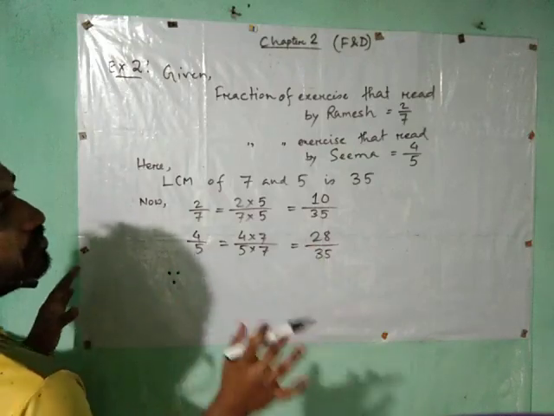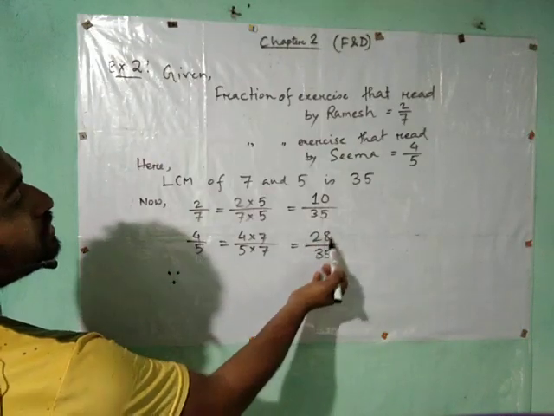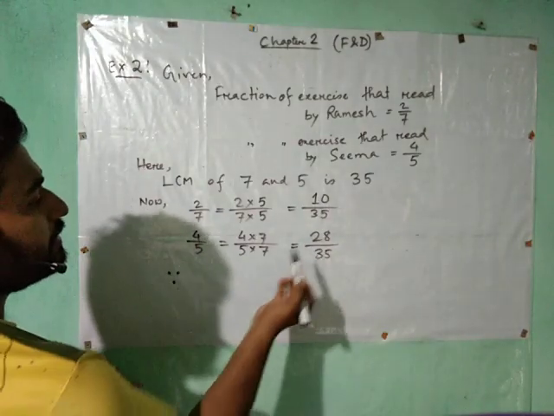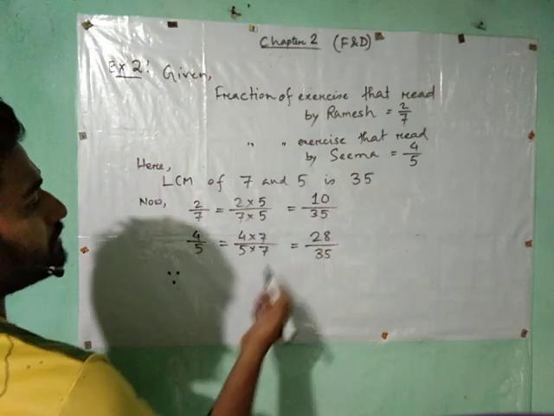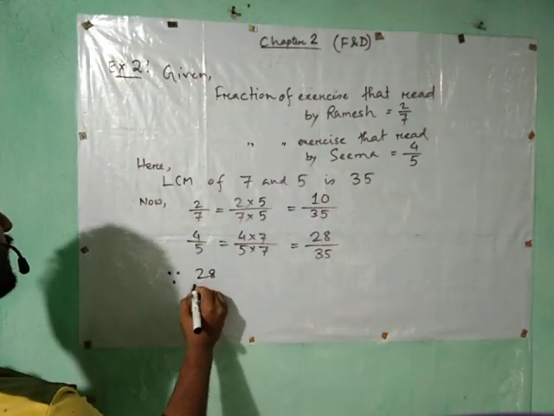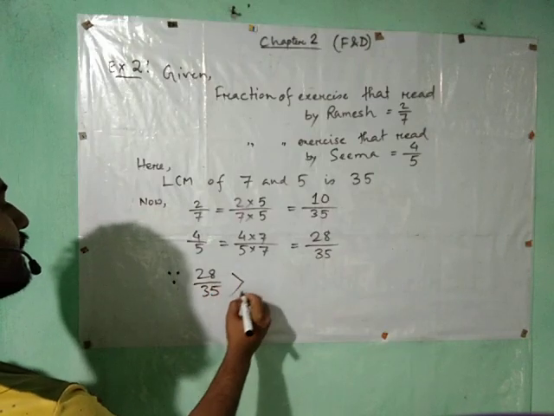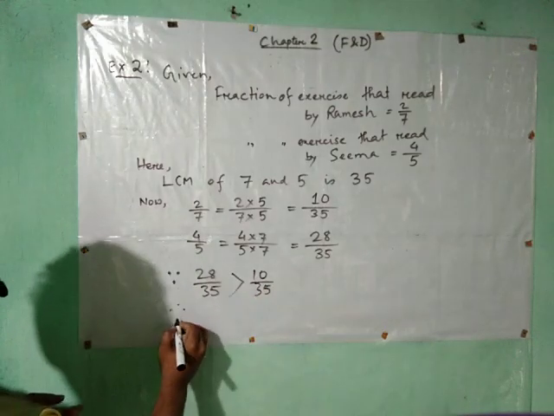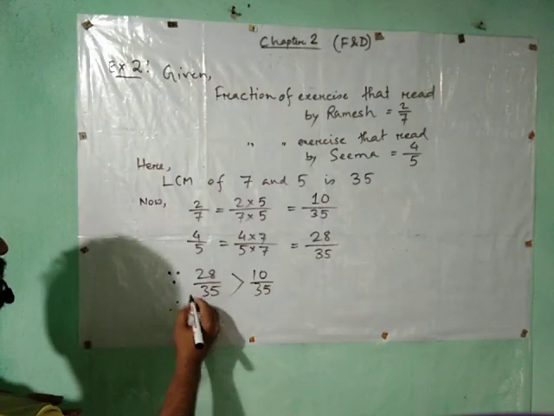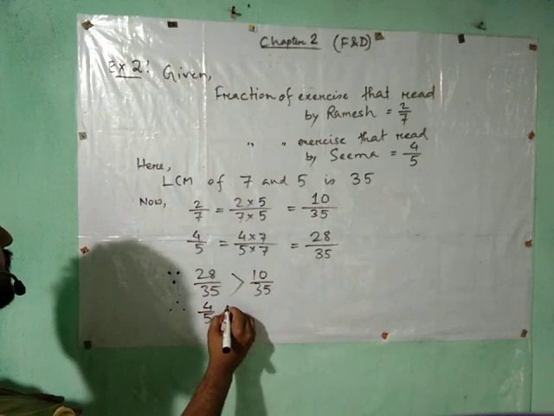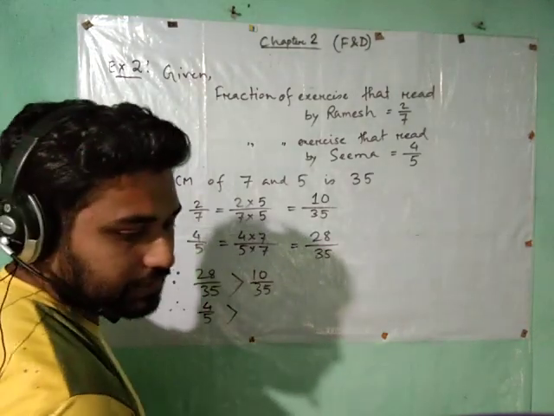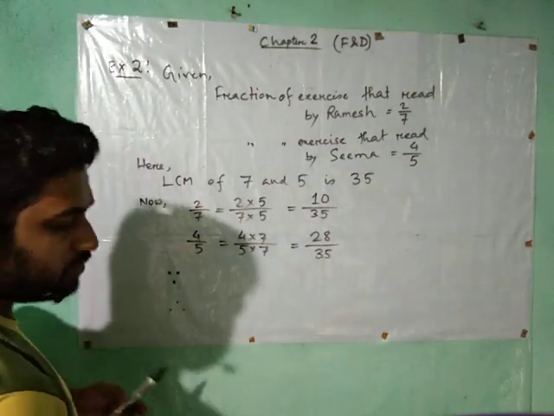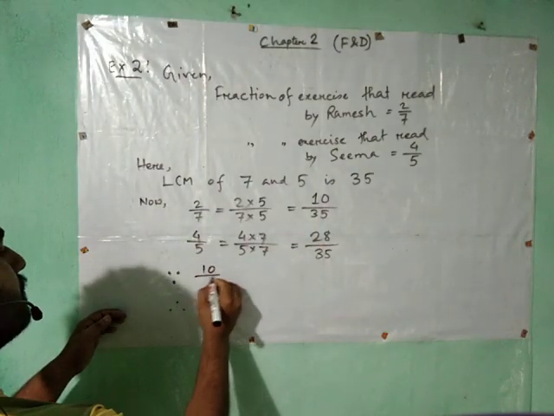Here 35, here 35. Denominators are the same. So our method was: whichever fraction's numerator is greater, that fraction is greater. Now 28 is greater than 10. So I will write: since 28 by 35 is greater than 10 by 35, therefore 4 by 5 is greater than... oh, you are not asking greater, you need only smaller. So you don't use this symbol, write this one: 10 by 35.